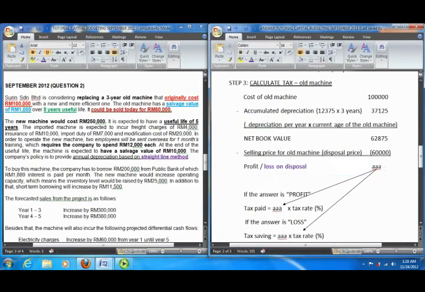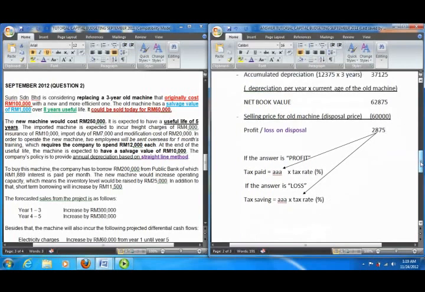Why, class, we consider loss? Loss 2,875. Why, class? Because the value of your old machine is still 62,875, your net book value. However, you only sell around 60,000 only. Therefore, class, actually you lost on your disposal by 2,875. Class, now, is it tax paid or tax saving?